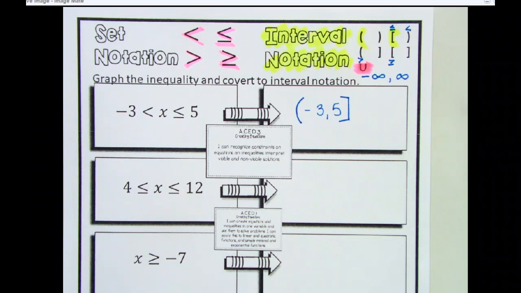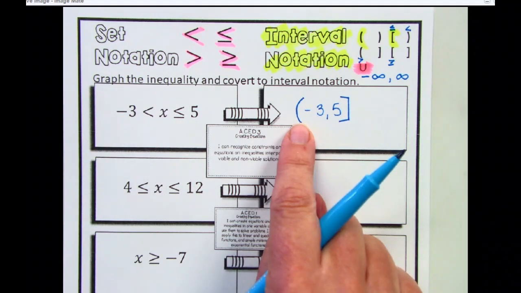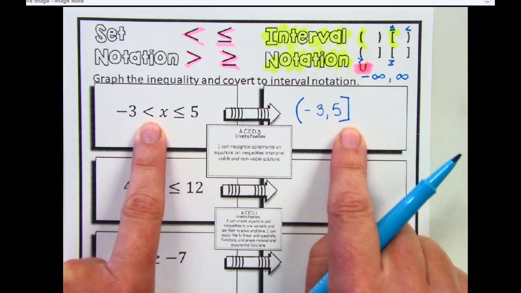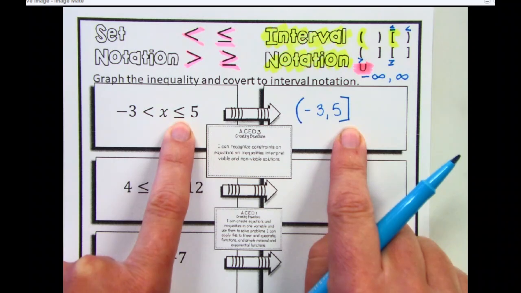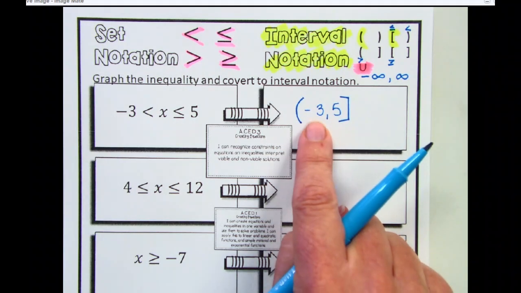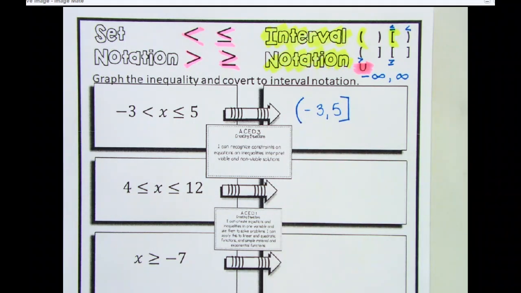Same number. Why do I have the bracket? What did I do with the X? In interval notation, it's implied. X is in between -3 up to 5. Okay, good question. So in interval notation, we lose the X, but it's implied that it's there.